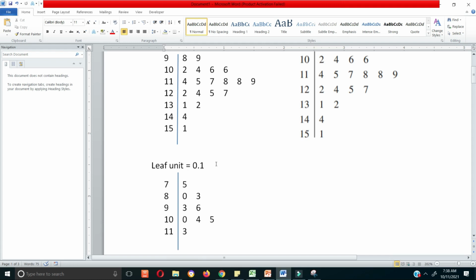So when you specify the leaf unit, it basically means that if you have a 75, you multiply by 0.1. Multiplying by 0.1 basically means that you divide by 10. So that's the 7.5. Rather the 80, you multiply by 0.1, so you have an 8. Then 83 divided by 10 is 8.3, and so on and so forth. So that's how you actually recover the data.